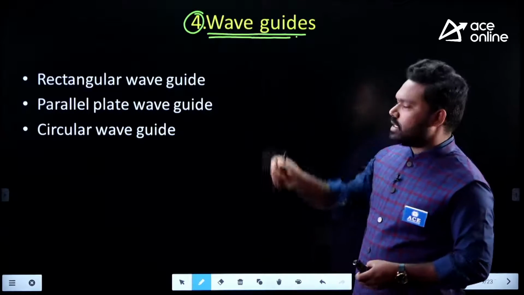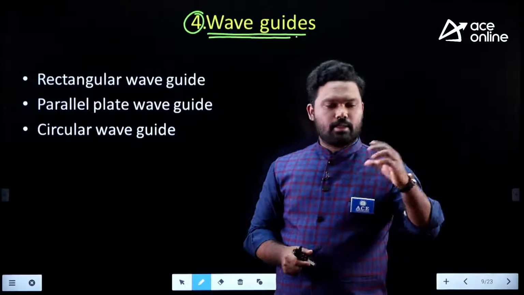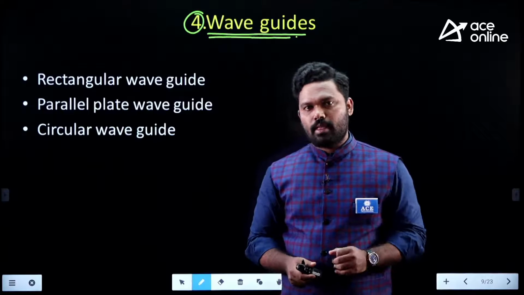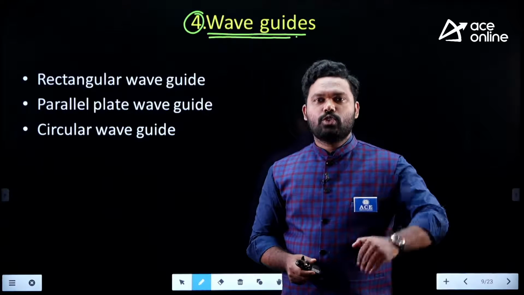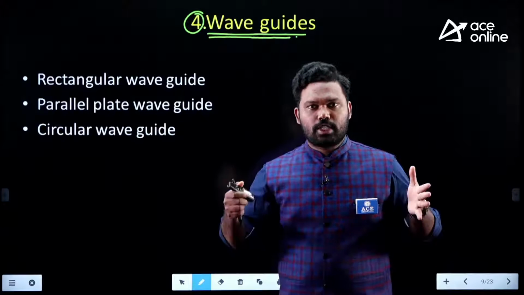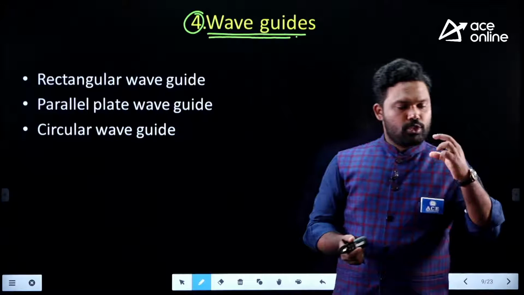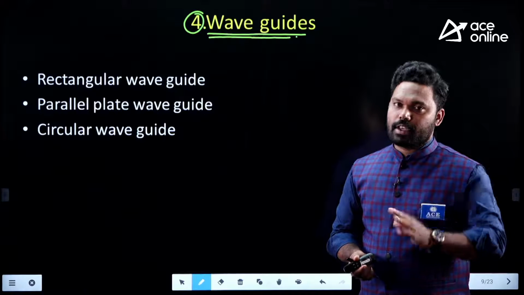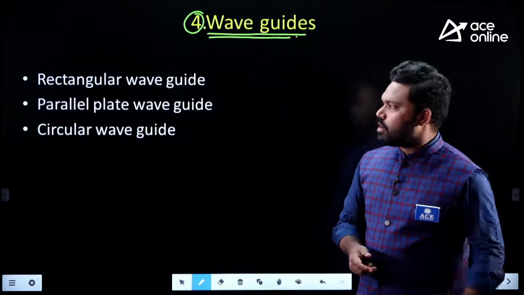Literally, waveguides are nothing but a hollow metallic pipe, something like a water pipe you use. These hollow metallic pipes are used to transmit, to trap, you can say, to guide the electromagnetic waves in the gigahertz frequency range. Fine.